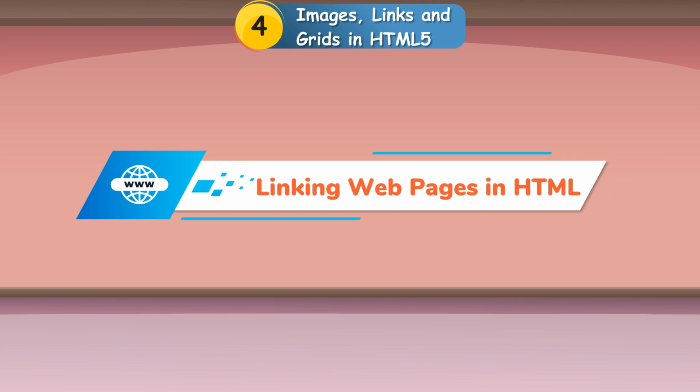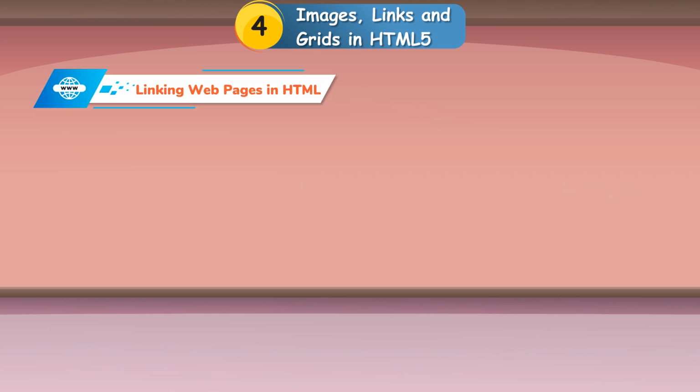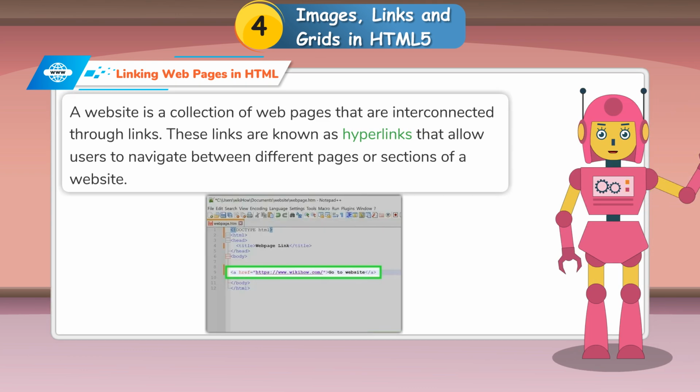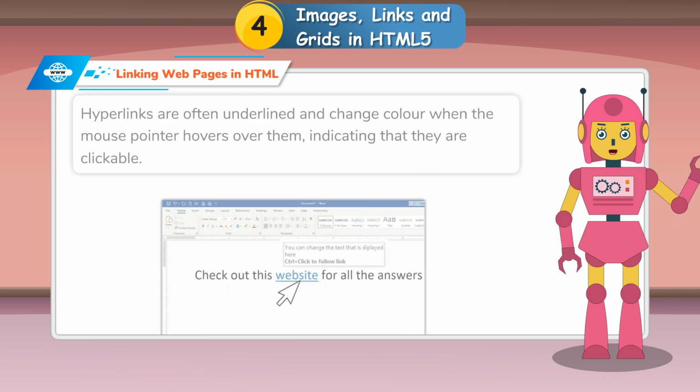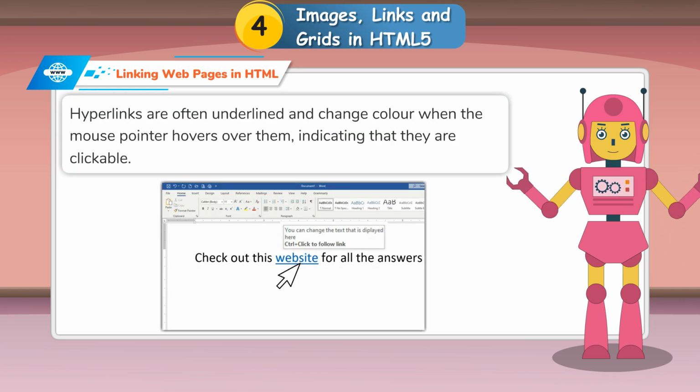Linking web pages in HTML. A website is a collection of web pages that are interconnected through links. These links are known as hyperlinks that allow users to navigate between different pages or sections of a website. Hyperlinks are often underlined and change color when the mouse pointer hovers over them, indicating that they are clickable.